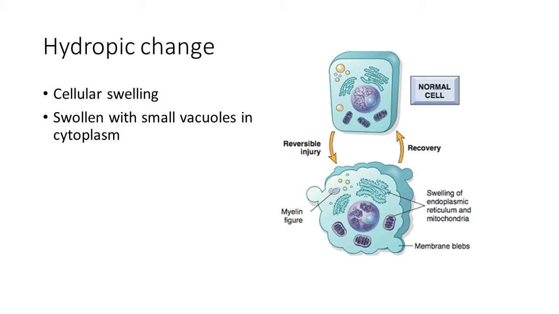Here, the cell is enlarged, swollen, with clear vacuoles in it. There may be cytoplasmic blebs. You can see the swellings here. These are called blebs. There can be cytoplasmic blebs.